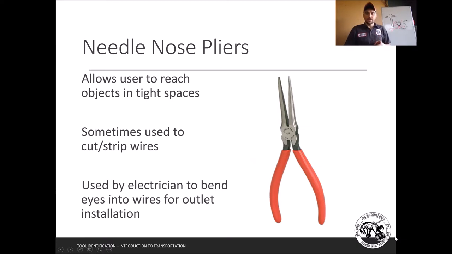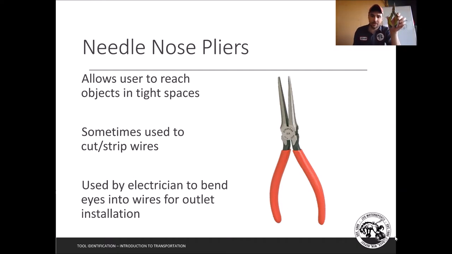All right, so needle nose pliers, these are for me probably one of the most used pliers because everything on an engine, everything on a car, everything just seems like it's in a tight space. So it allows you to reach objects in those tight spaces, really gets the nose in there, and you can get some stuff. Sometimes used to cut and strip wires. Yeah, you can do that in a pinch.